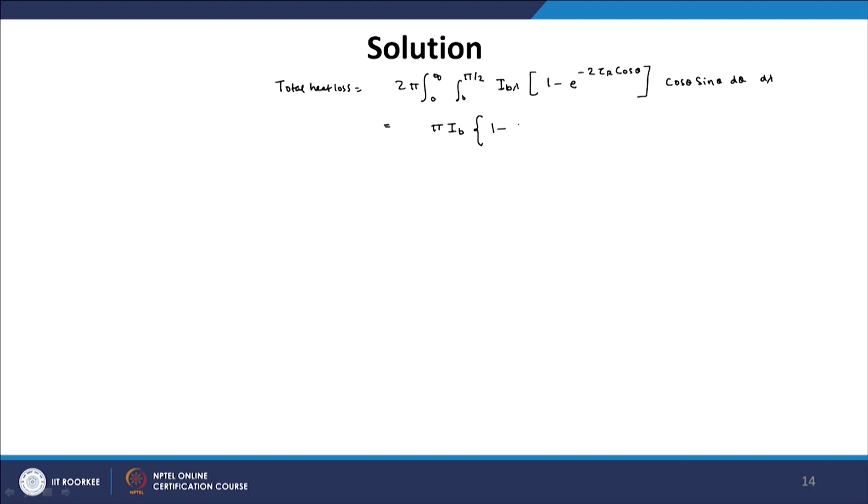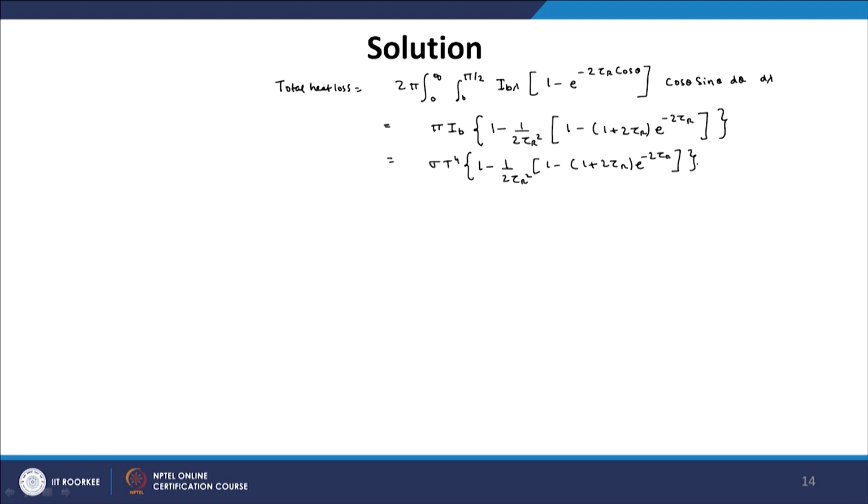1 minus 1 over 2 tau r square, 1 minus 1 plus 2 tau r e power minus 2 tau r. Okay, so this is the expression for the total heat loss. Pi I_B is simply sigma T power 4, the black body emissive power. So, 1 minus 1 upon 2 tau r square, 1 minus 1 plus 2 tau r e power minus 2 tau r.